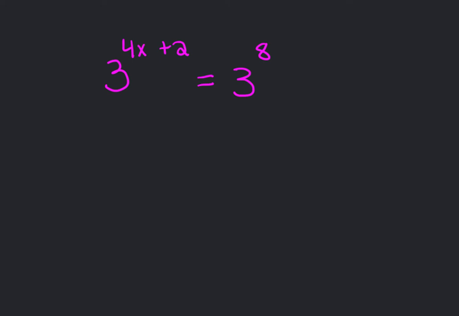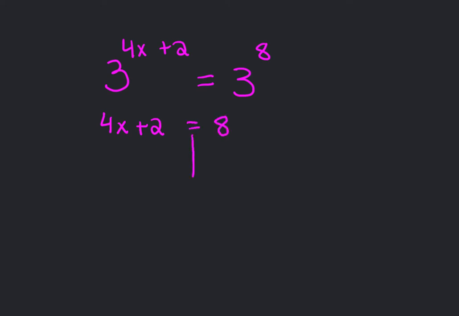All right, so here is our first example. 3 to the power of 4x plus 2 equals 3 to the power of 8. Well, the first thing you need to look for is your base. If your base is the same, then all we have to do is set our exponents equal to each other. So 4x plus 2 has to be equal to 8.